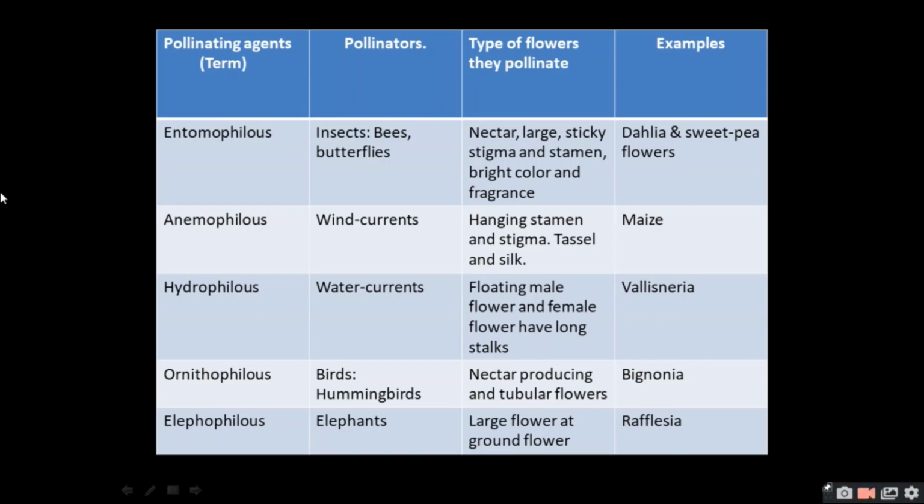Now the next type is Elephophilous. As the name says, the pollinators are elephants. By the feet of elephants, the large flowers known as Rafflesia, which grow at ground level, are pollinated. From the male flowers the anthers are received by the feet of these elephants, and they get over the stigma of the female flowers.